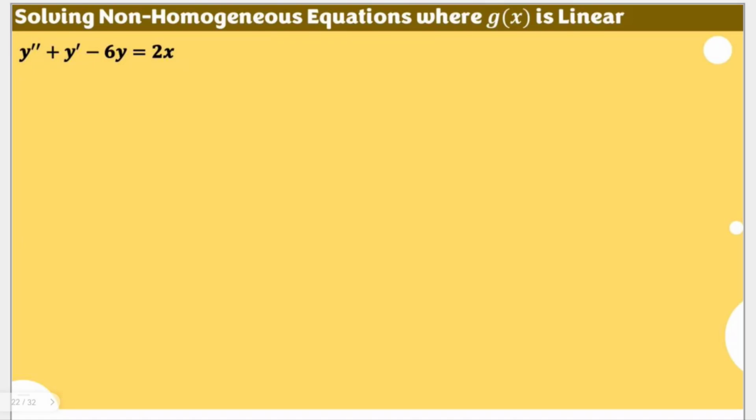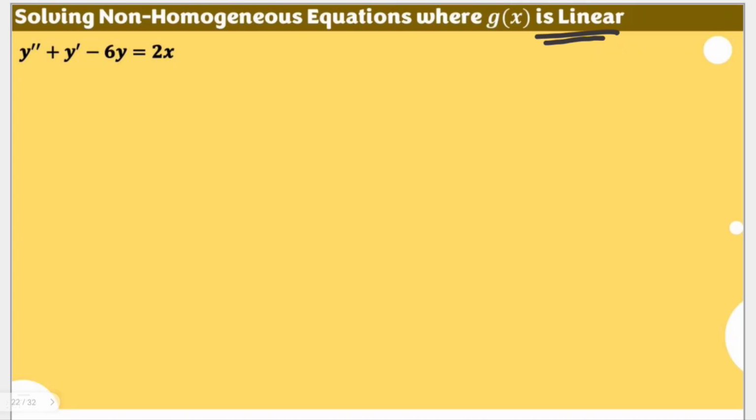We have here y double prime, or the second order derivative of y, plus the first order derivative of y minus 6y is equal to 2x. This is an example of a non-homogeneous higher order equation. We are going to solve this following the general solution where our g of x is linear.